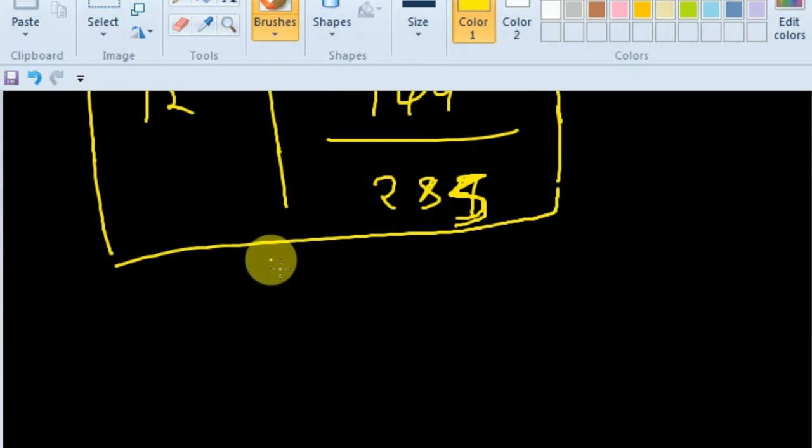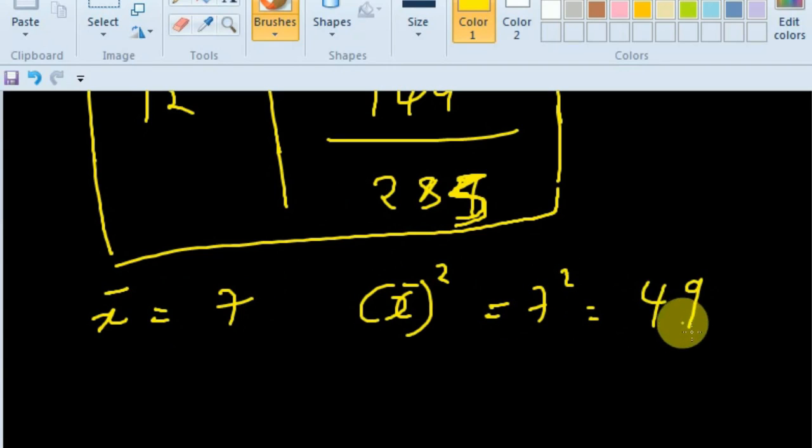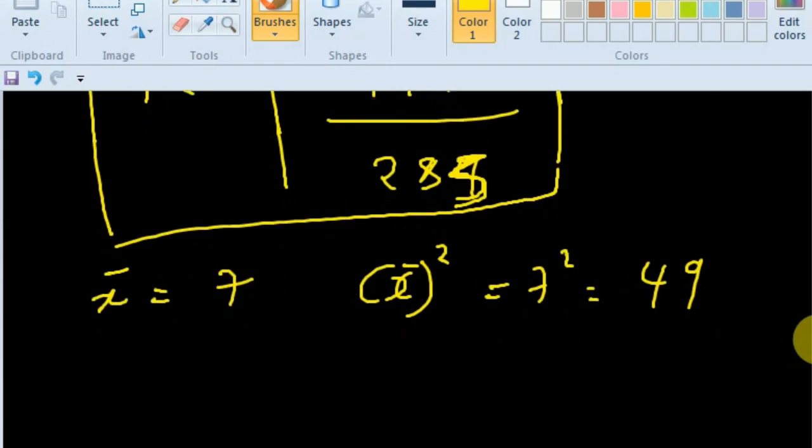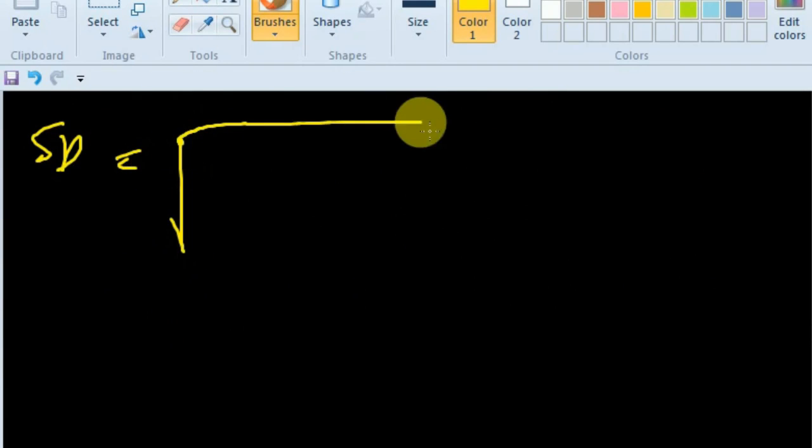Then from the previous formula, we had calculated our mean. Our mean we had calculated to be 7. Then we also know that in the formula we have the mean squared. So we're going to say 7 squared there. 7 multiplied by 7, that's 49. So let us replace in the formula. From the other formula, we know standard deviation is written in this form.